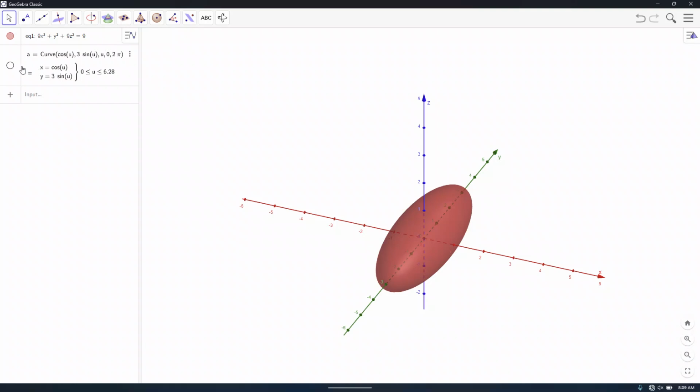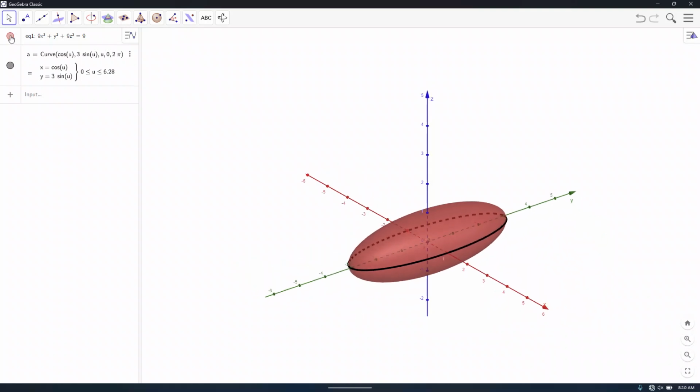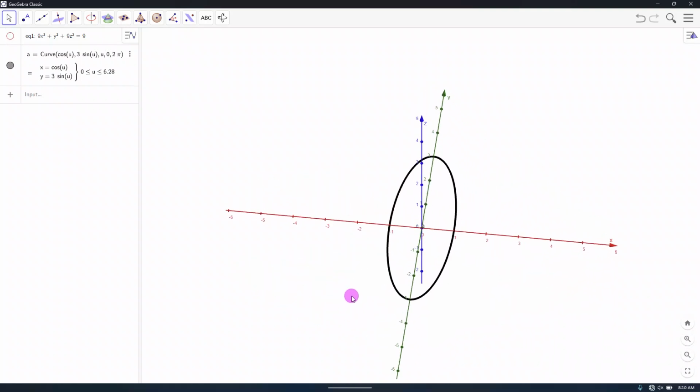And just to have a better visual, I have parameterized the curve of intersection between the ellipsoid and the xy plane, which is this curve right here. So how did I parameterize this curve? Well, this is a curve on the xy plane.